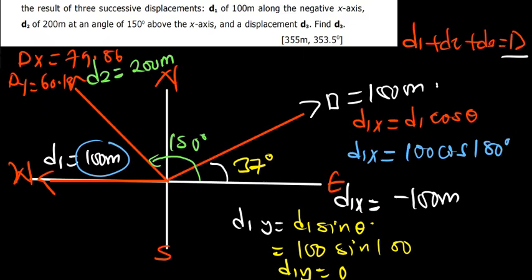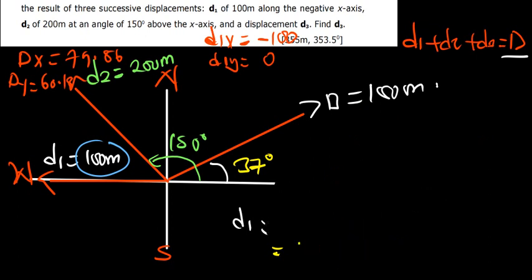Let me put this one here. So I've got d1x to be equal to negative 100, then my d1y to be equal to 0. Now what else? We have also d2.